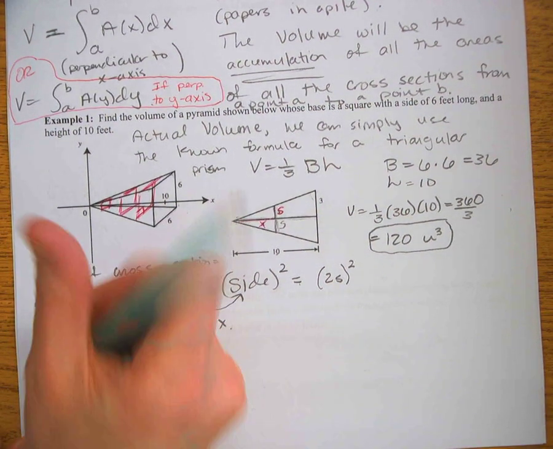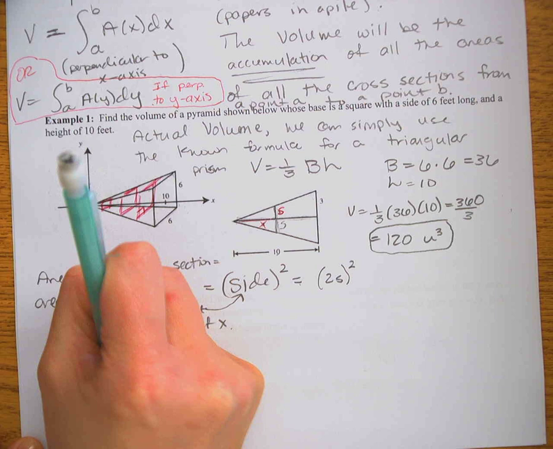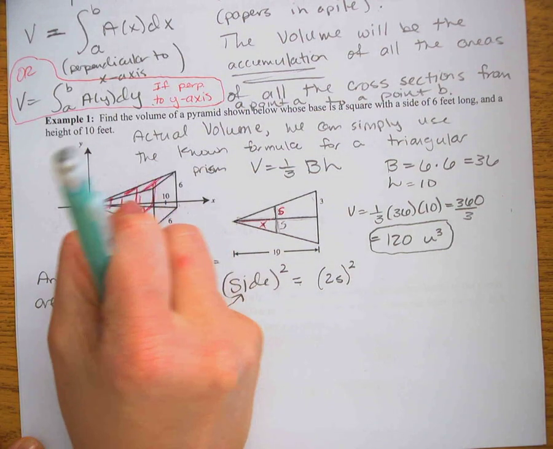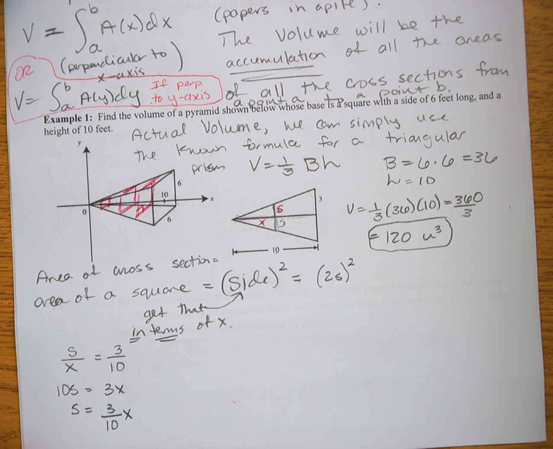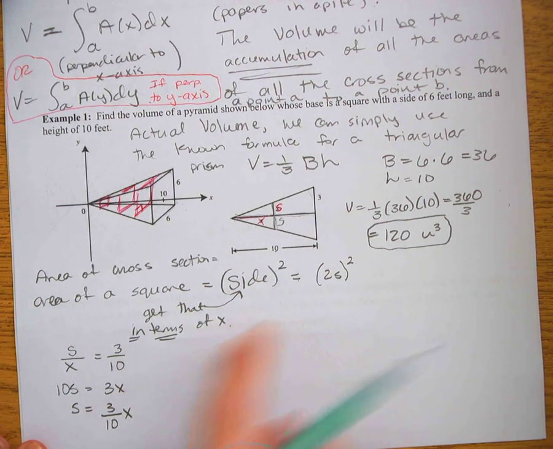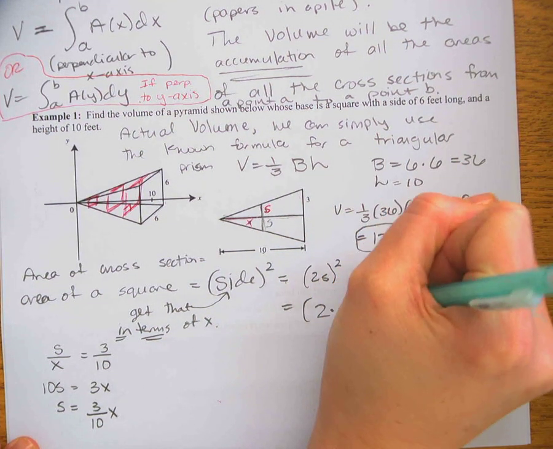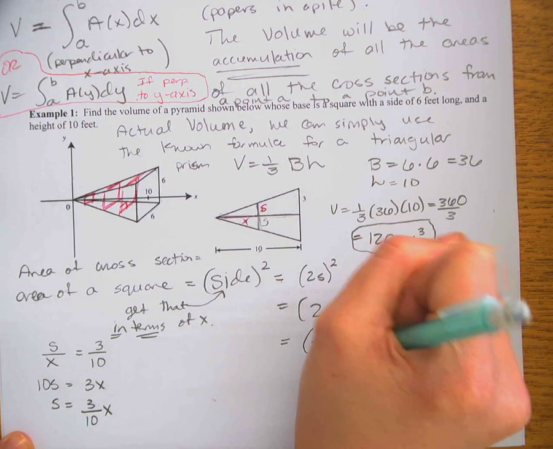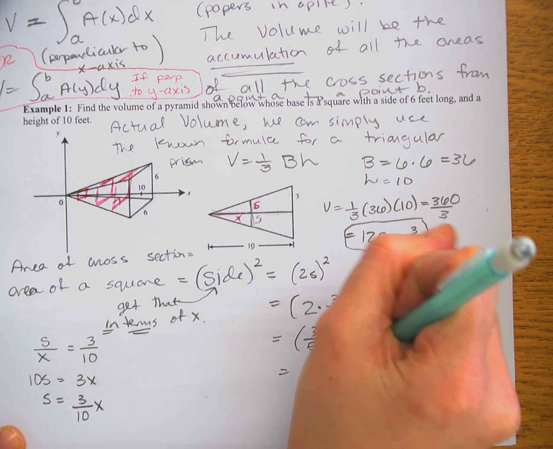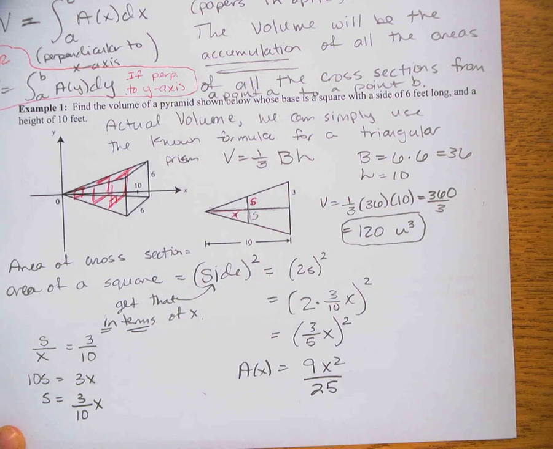And then with some cross multiplying, I can get S in terms of X, which is important. I need to get the side in terms of X, which means get S alone and have X in your answer. That's what it means to get S in terms of X. Okay, and so the area of the square is going to be 2 of those S's squared. So it's going to be 2 times 3/10 X squared. So that's just 3/5 X squared, which turns into 9X squared over 25. So right there, that's the area of each cross-section with respect to X.